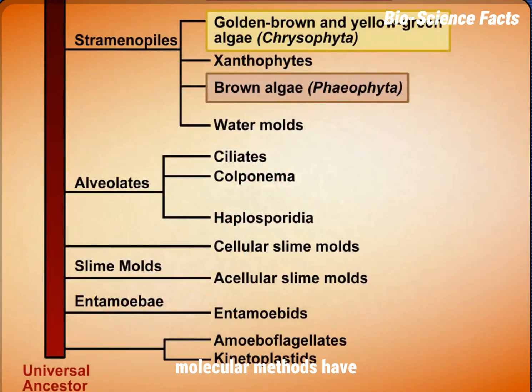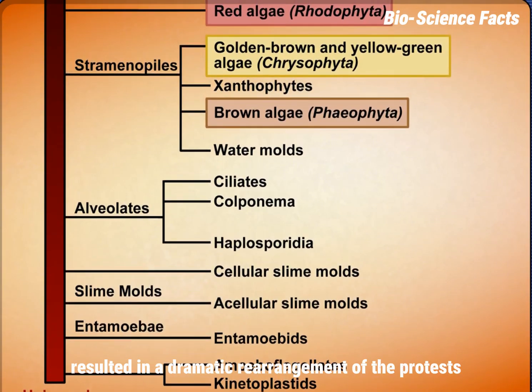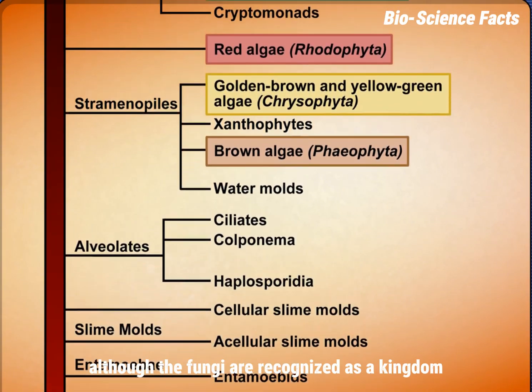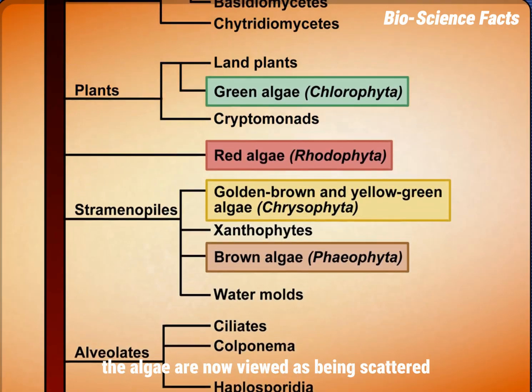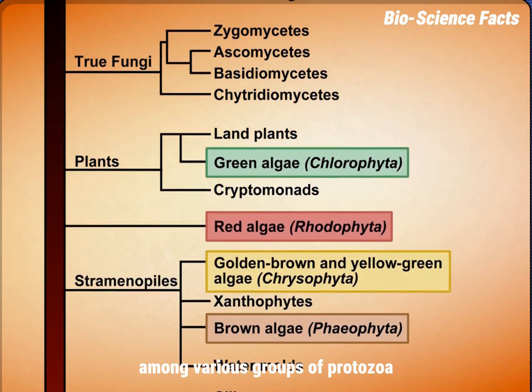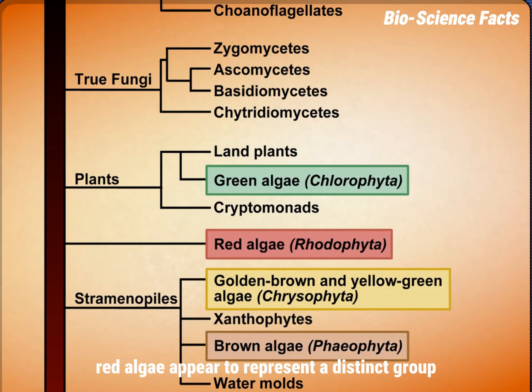Molecular methods have resulted in a dramatic rearrangement of the protists. Although the fungi are recognized as a kingdom, the algae are now viewed as being scattered among various groups of protozoa. Red algae appear to represent a distinct group, while the green algae are closely related to plants, and the brown algae appear to be related to a specific group of water molds.